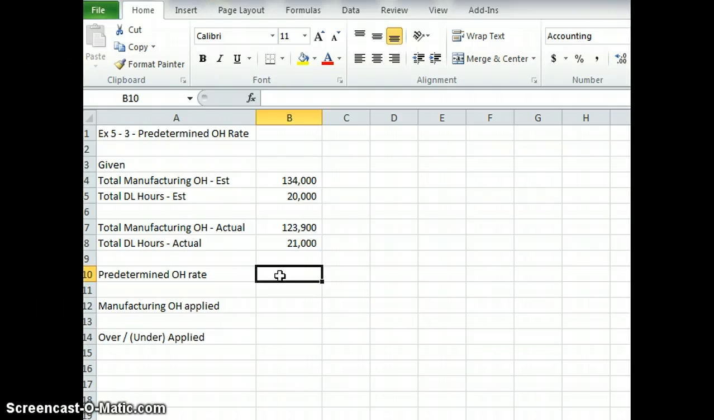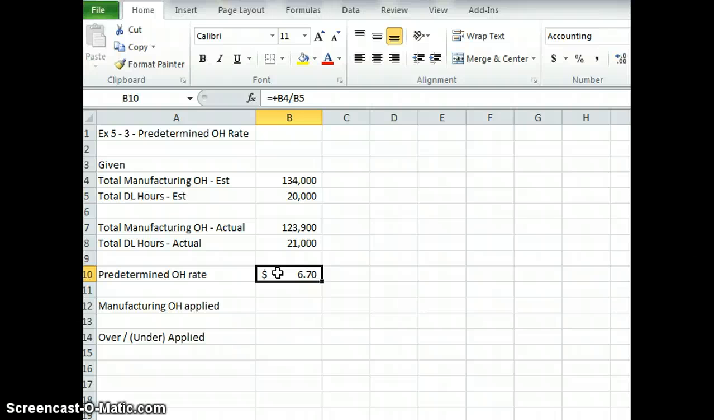Let's first calculate our predetermined overhead rate. The formula, as you'll recall from your book, is to take your manufacturing overhead dollars and divide it by whatever your allocation base is. And in this case, they told us that the base is direct labor hours. So we're going to divide it by the estimate of our direct labor hours. So we're going to take $134,000 divided by 20,000 hours, and we're going to calculate that. For every direct labor hour worked, we're going to burden that hour with an additional cost of $6.70.